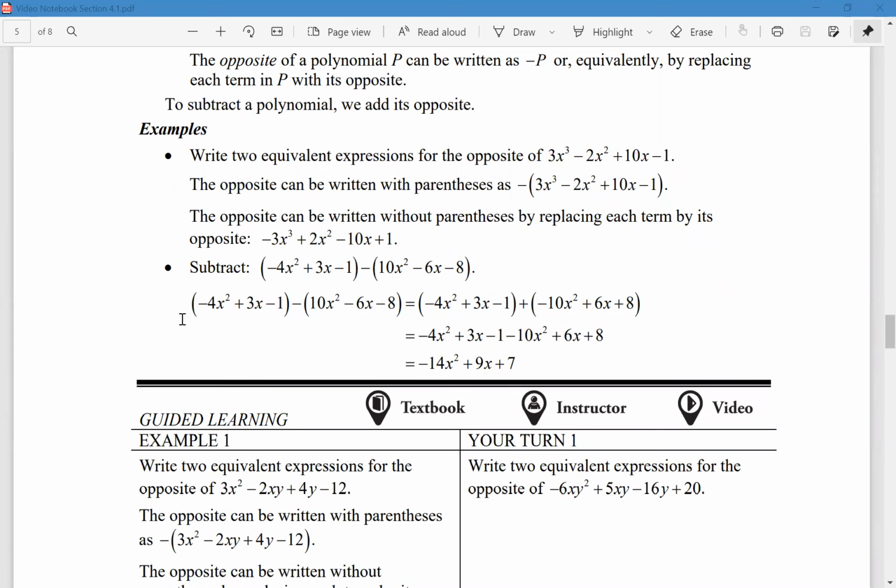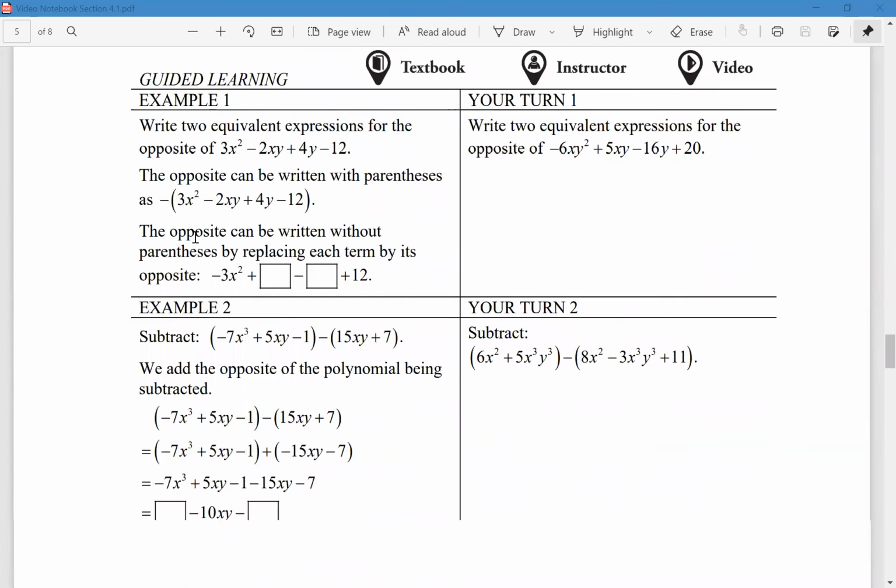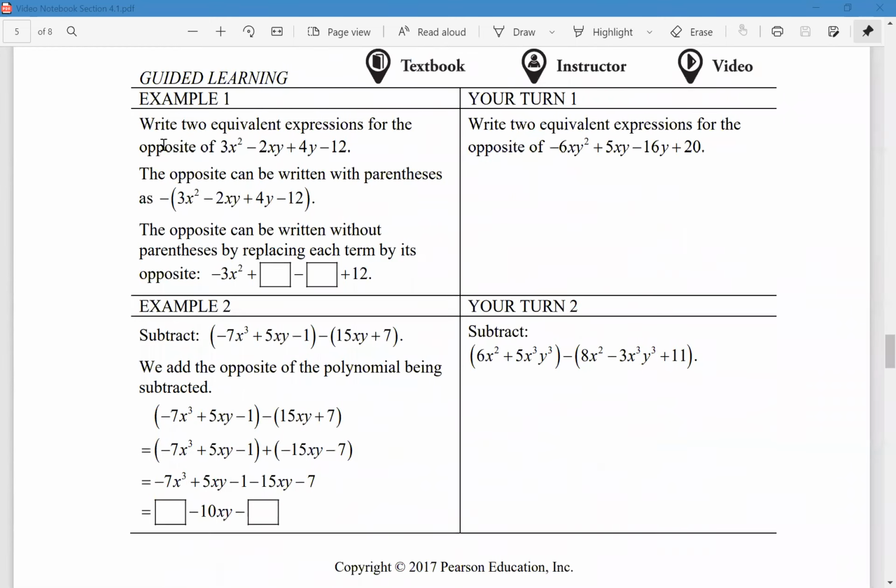Okay, let's move down and see what we're being asked about opposites. Write two equivalent expressions for the opposite. The first one is just, you can write it with a negative sign in front of the parentheses, or you can also replace each term by its opposite. In other words, you can distribute that minus 1 or that negative sign, treating it like a negative 1, and change each sign. So that's where the negative 3x squared comes from here. The negative 2xy becomes plus 2xy. The plus 4y becomes minus 4y. The minus 12 becomes plus 12.